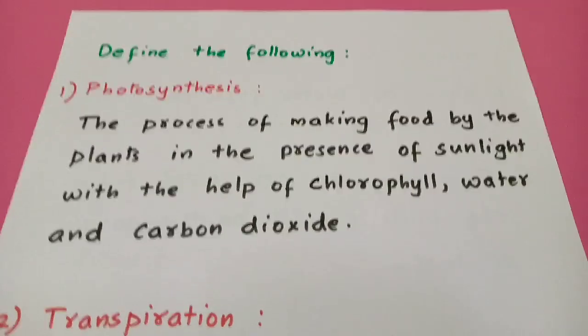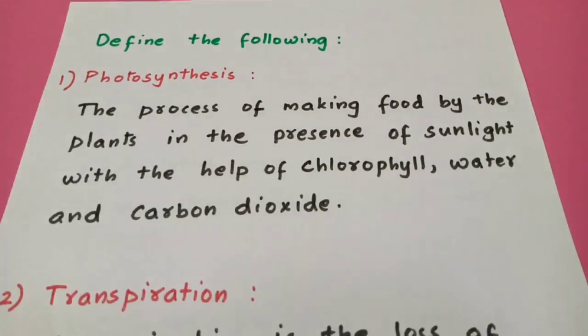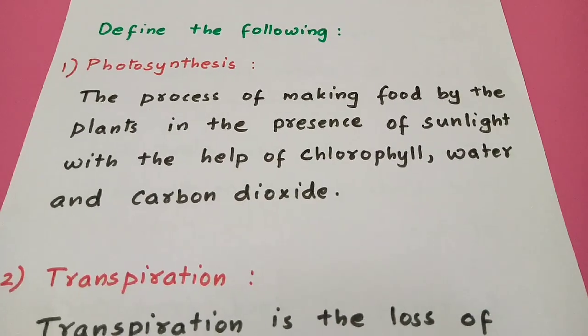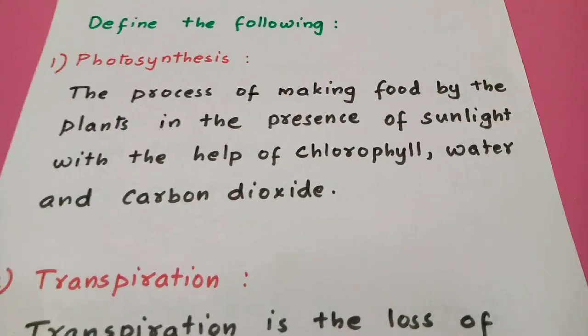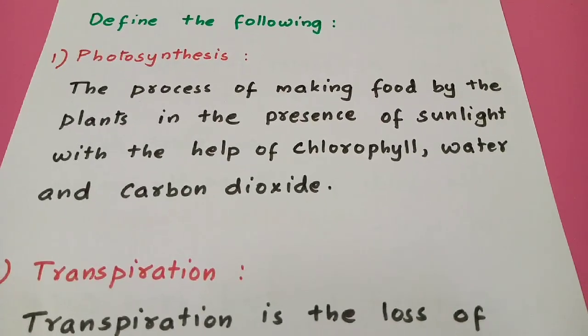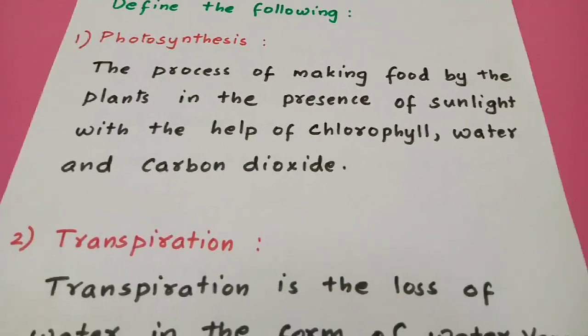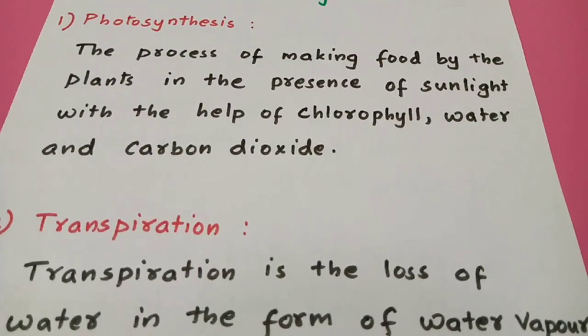So in exercise, the next group is define the following. The first question is define photosynthesis. The definition: the process of making food by the plants in the presence of sunlight with the help of chlorophyll, water and carbon dioxide is called photosynthesis.